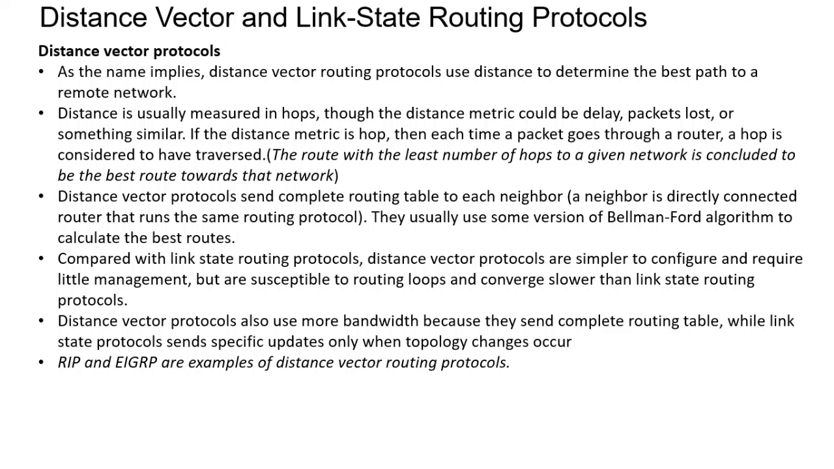The protocol will compute the routing table from each next neighbor. They use the Bellman-Ford algorithm to calculate the best routes, as I said in the beginning. Compared with link state routing protocols, distance vector protocols are simple to configure and require little management. But sometimes they are susceptible to routing loops and converge slower than link state routing protocols. Distance vector protocols also use more bandwidth because they send the complete routing table, while link state protocols send specific updates only when topology changes occur. RIP and IGRP are some examples of distance vector routing protocols.